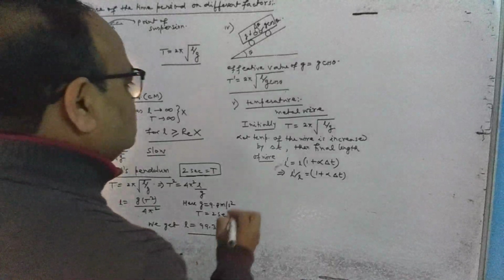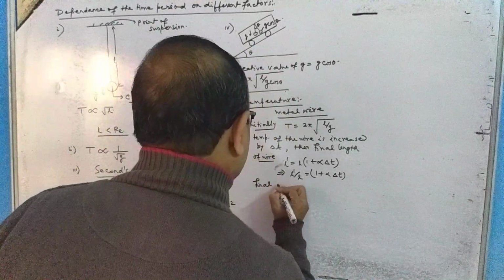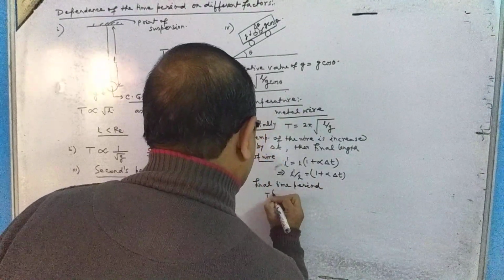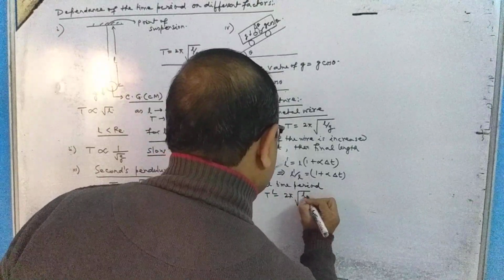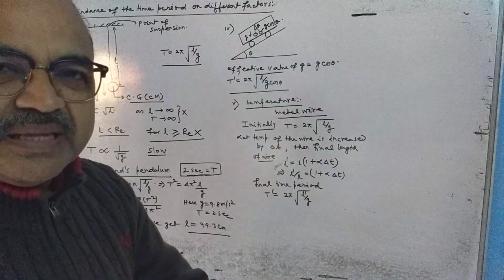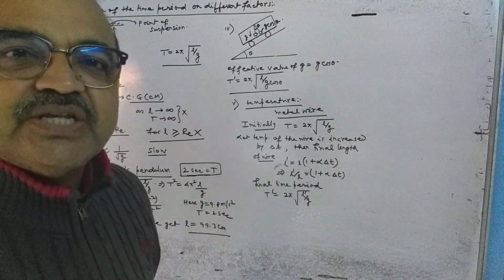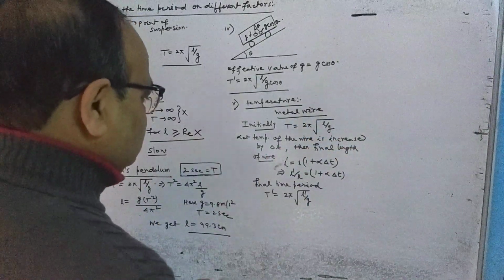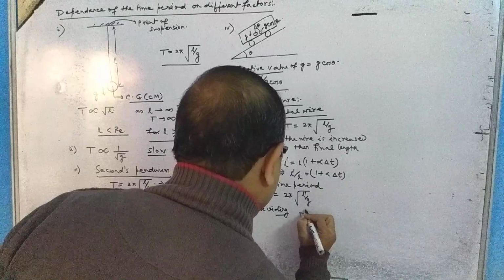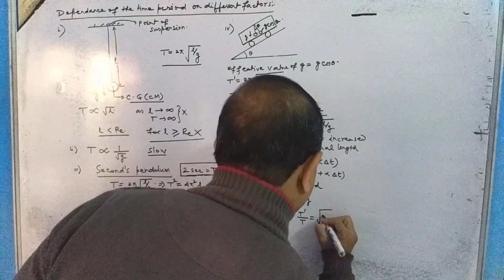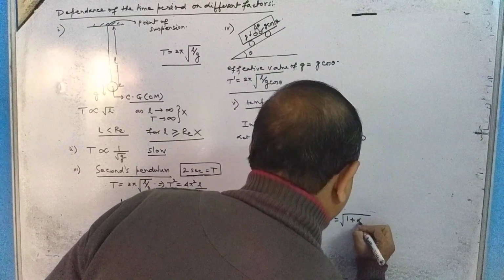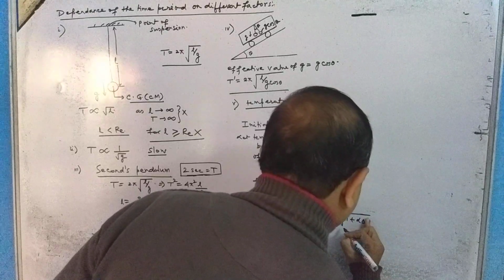Okay. Now what will be the final time period? T dash is 2 pi root L dash by g, because g will not change, the place is the same, g will be the same, L changed, L dash. Dividing, what shall we get? T dash by T is equal to root L dash by L, which is root of 1 plus alpha delta T.